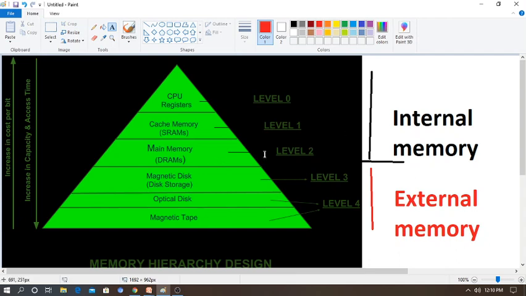Here, up to primary memory, these come under the category of internal memory, and the rest are called external memory. The remaining parts are the magnetic disk, optical disk and magnetic tape. Examples are a pen drive, CD, DVD and so on. These come under external memory. Capacity is more here, and that's why you use external memory. If you have a huge amount of data, files or project files, you can save the data in a pen drive and access it in your computer anytime.